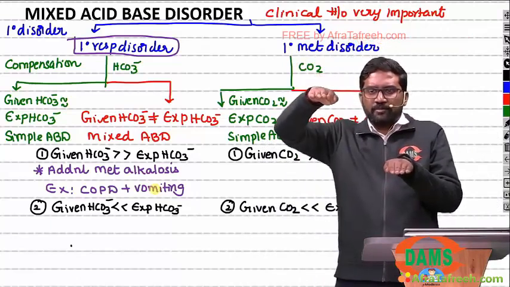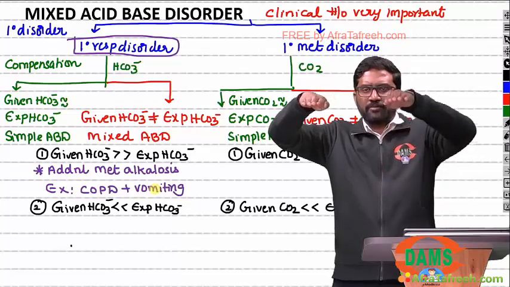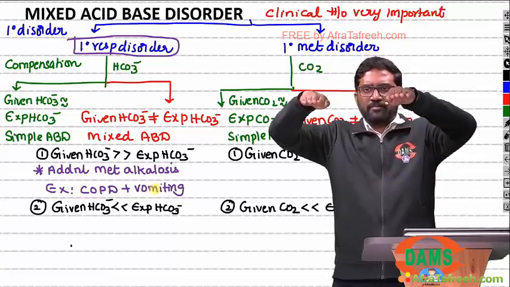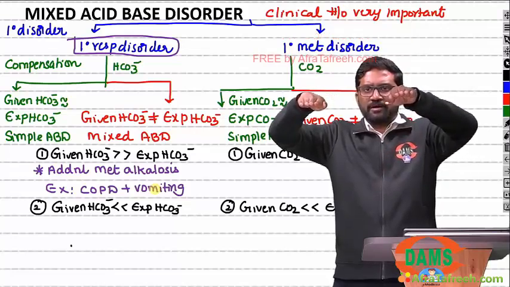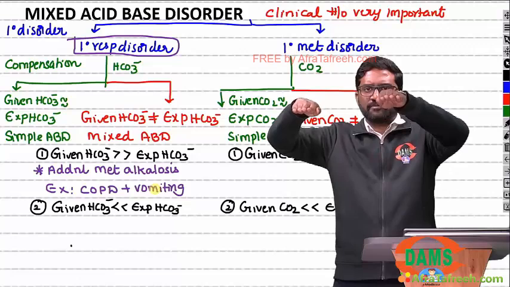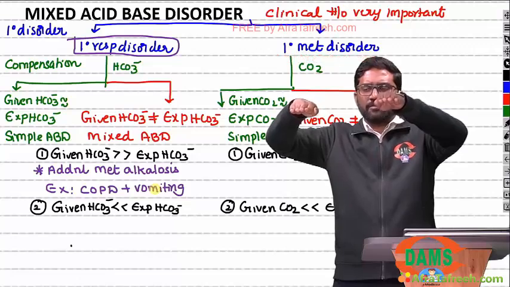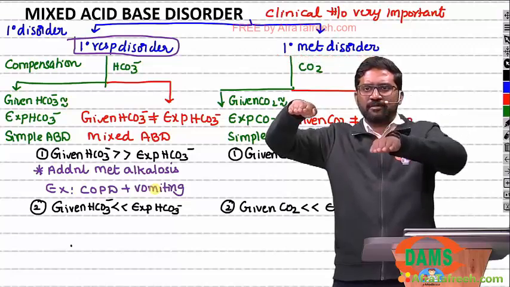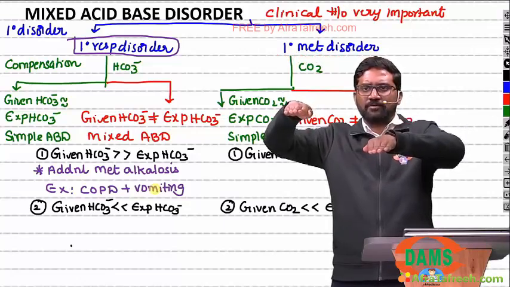To call it a compensatory phenomenon, bicarbonate should come to 34. But now, instead of being at 34, it has decreased to 30. What does it mean? The body's compensatory response should bring it to 34, but it has decreased from there. So there is an abnormal decline in bicarbonate.